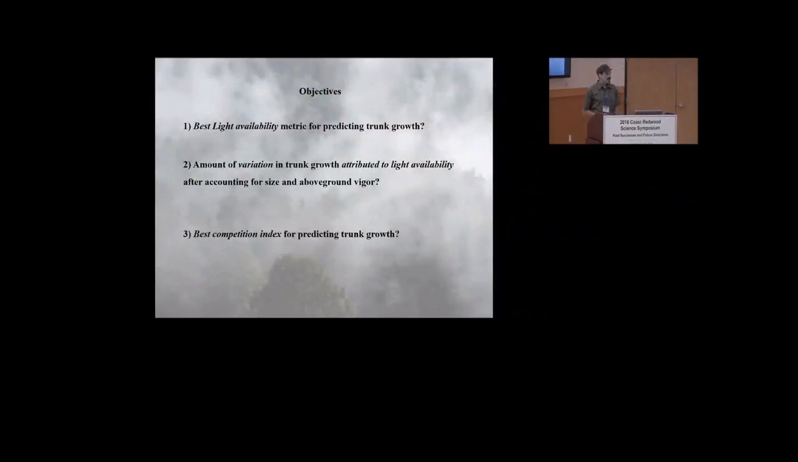So we had three main objectives for our research. The first was to assess the best metric of light availability for predicting trunk growth. The second was to quantify the amount of variation in trunk growth attributed to light availability after accounting for the effects of size and above ground vigor. And the third was to compare various competition indices for their ability to predict trunk growth.